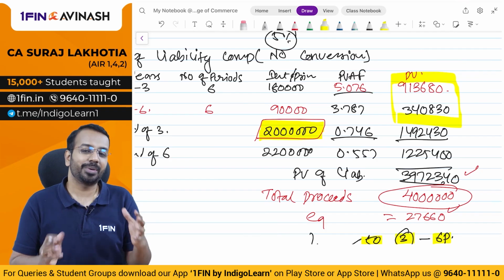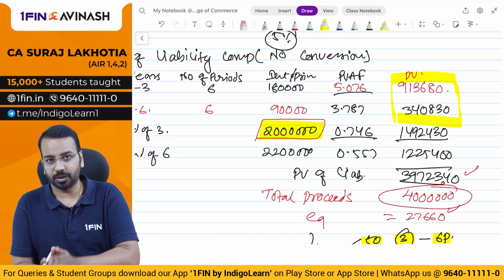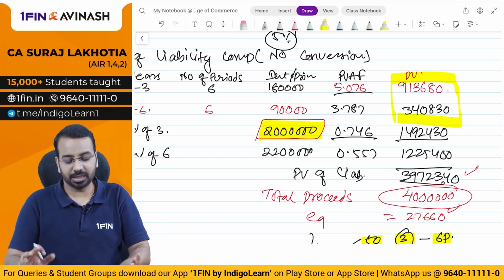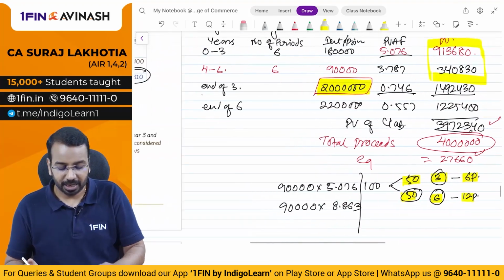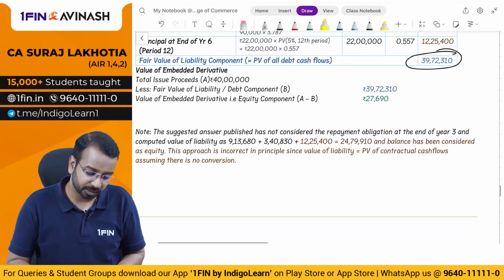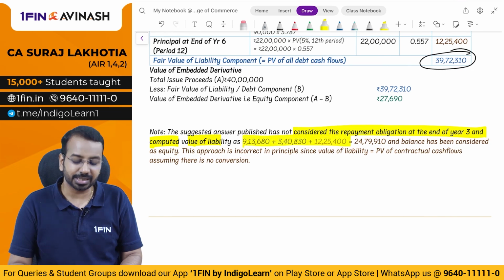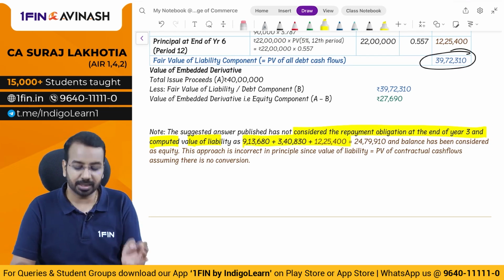Okay. So basically present value of interest for 50 face value, present value of interest for another 50 face value, one for 3 years, one for 6 years we have computed, and this is the liability. Now what the search answer has done is, they have not considered the repayment obligation at the end of year 3 and computed the value of liability as the sum of these three, which is incorrect. Okay. That is incorrect. Why?